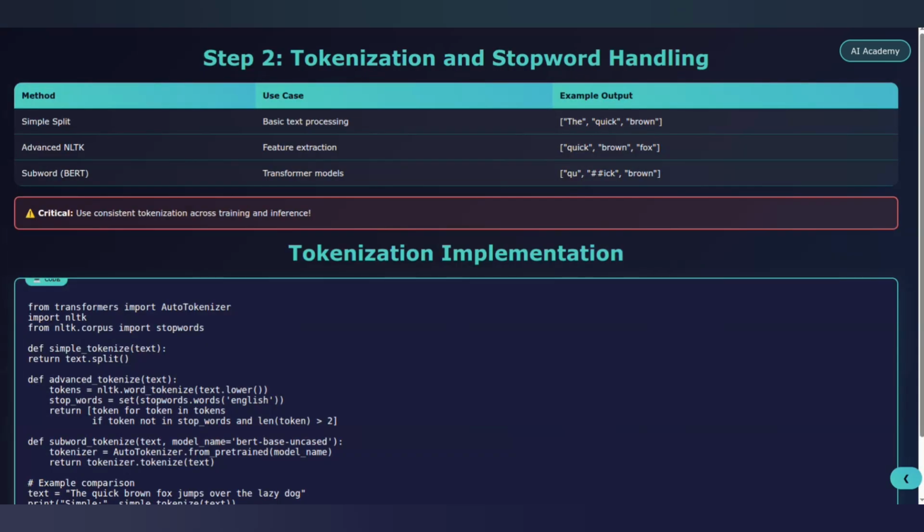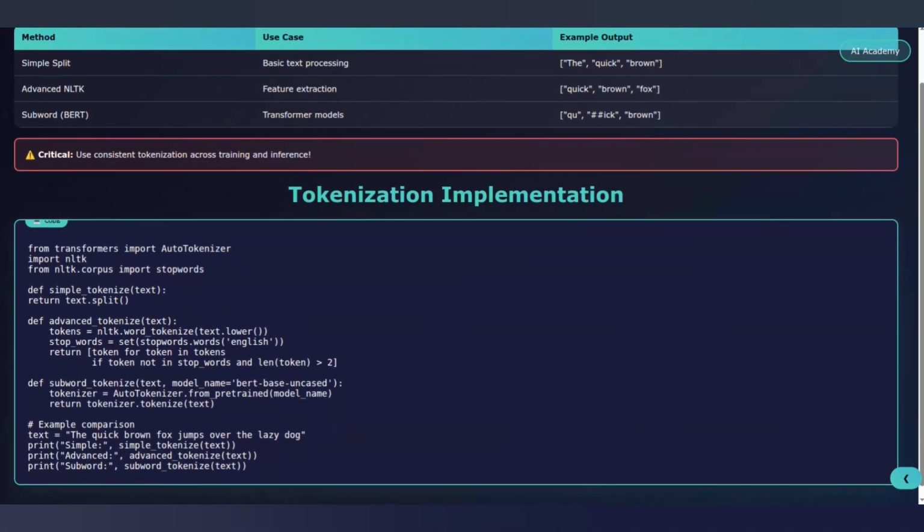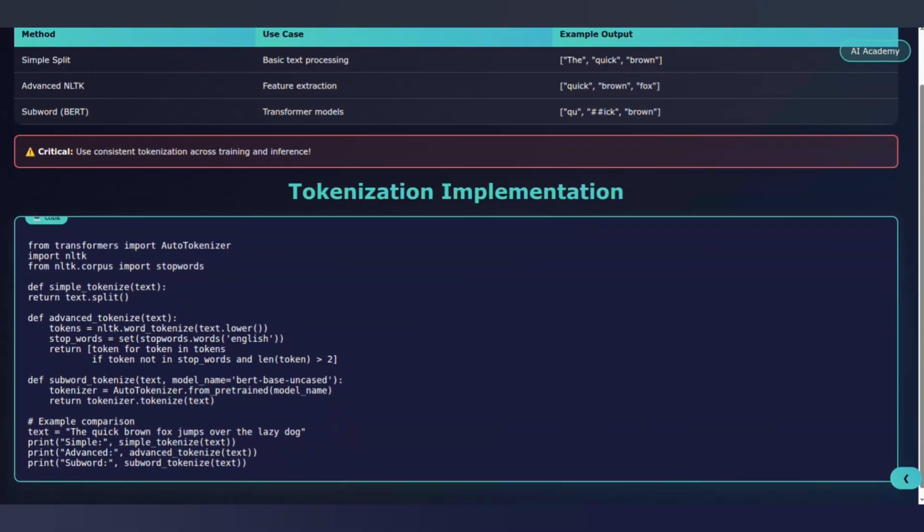Tokenization is where we break text into meaningful units. The strategy you choose here can dramatically impact your final embeddings. Let me show you 3 approaches and when to use each. Notice how each method preserves different information. Choose based on your downstream task requirements.